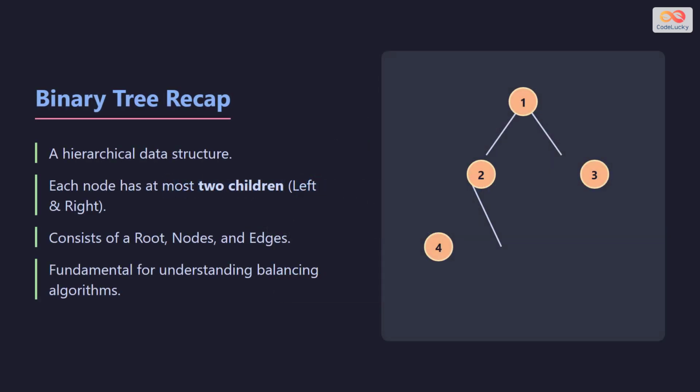First, let's quickly recap what a binary tree is. It is a hierarchical data structure where each node can have at most two children, referred to as the left child and the right child. Understanding this structure is crucial because the concept of balance relies entirely on how these nodes are arranged.